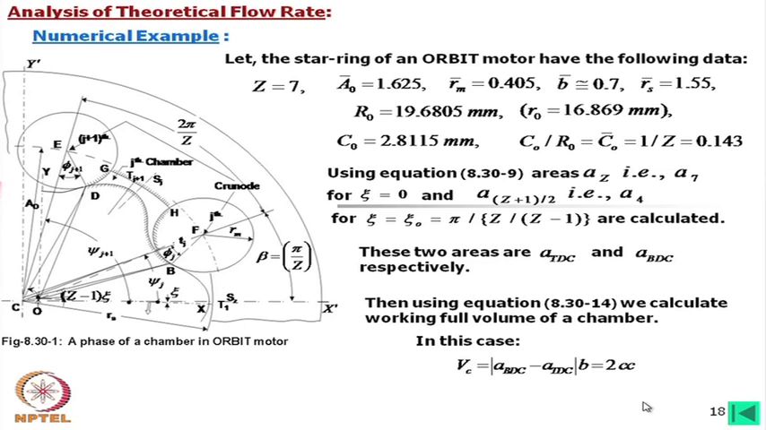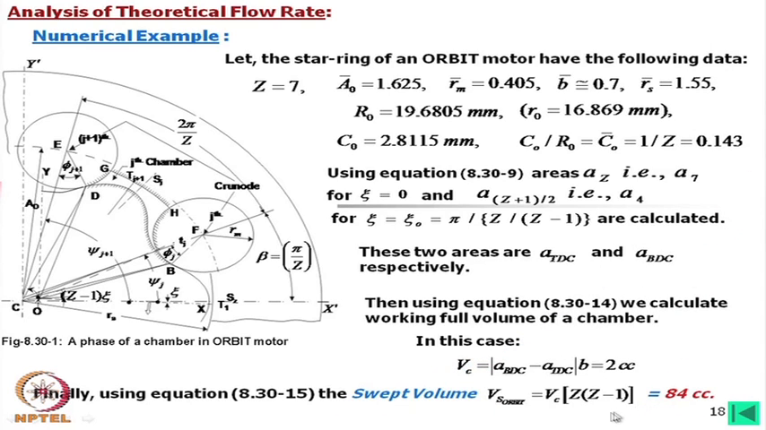Very close to that. So, therefore, the swept volume of an orbit motor with this data will be 84 cc per revolution. The flow required is 84 cc. So, you can imagine that in the case of the fixed axis machine, it will be either 7 times less or 6 times less than that for one revolution.